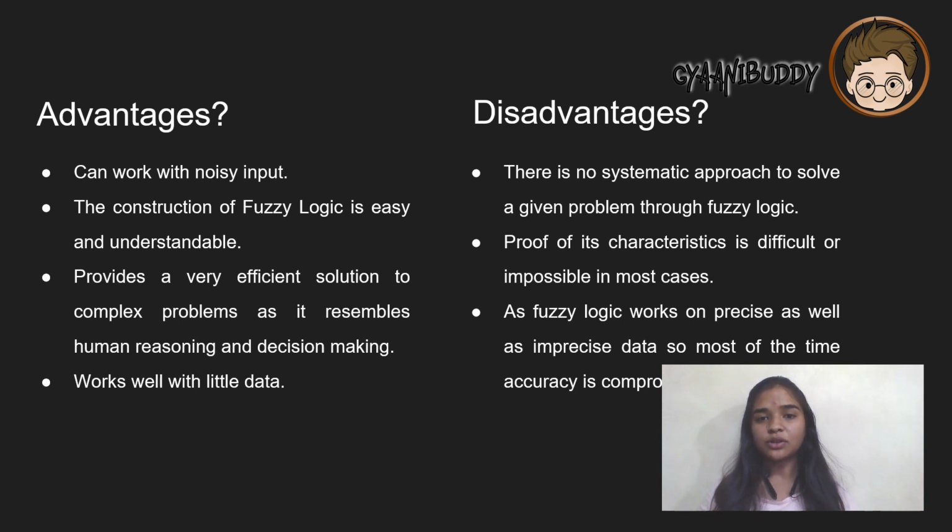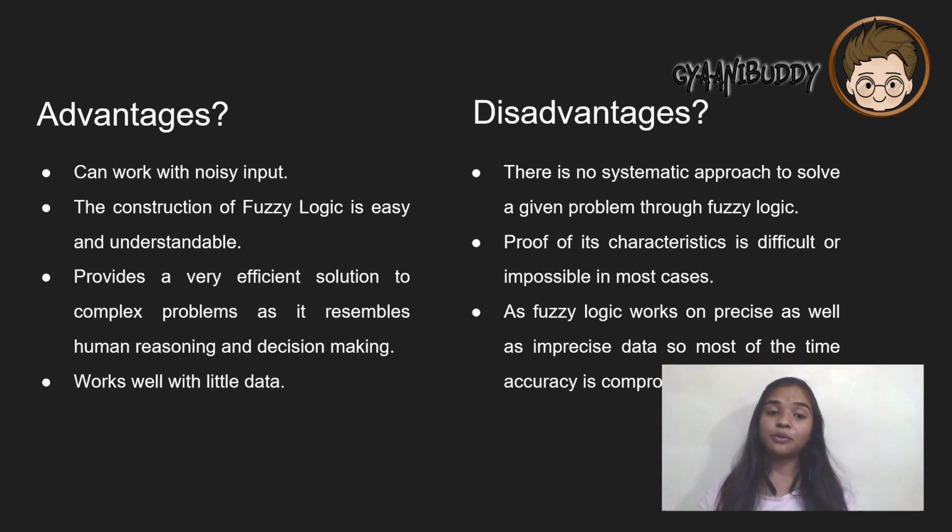So the advantage of fuzzy set is that it can work with noisy inputs. So here we don't need to provide precise values. We can give approximate values or ambiguous values and it will still work. Second advantage of fuzzy set is the construction of fuzzy logic is easy and understandable. As we have seen, the code was very easy, the explanation was very easy. So obviously the construction is very easy and understandable.